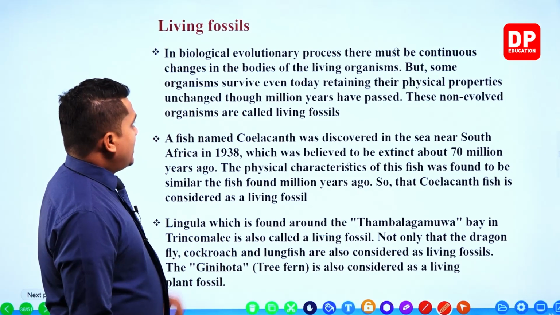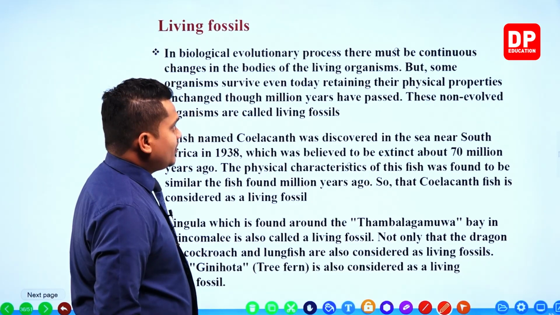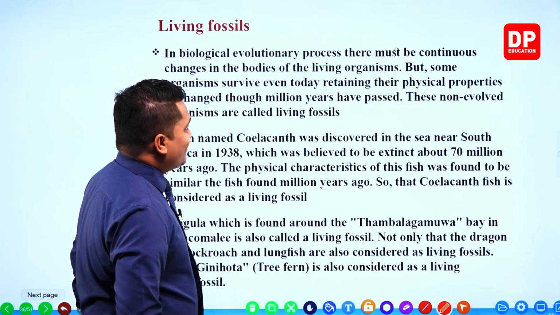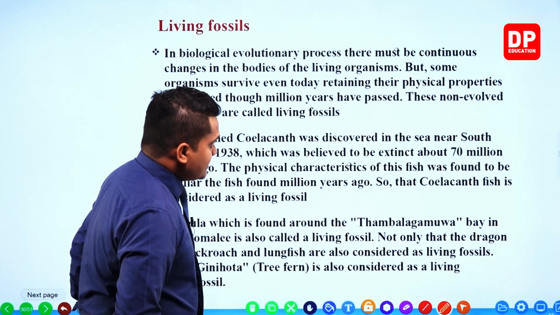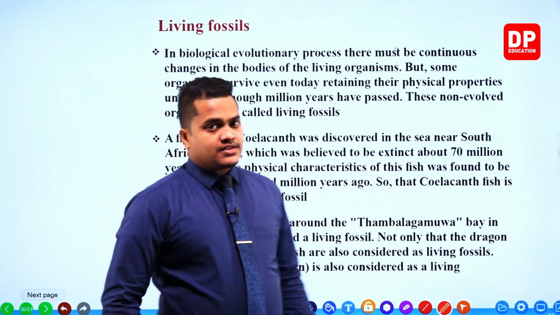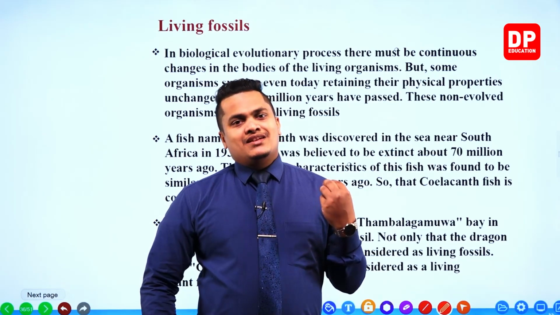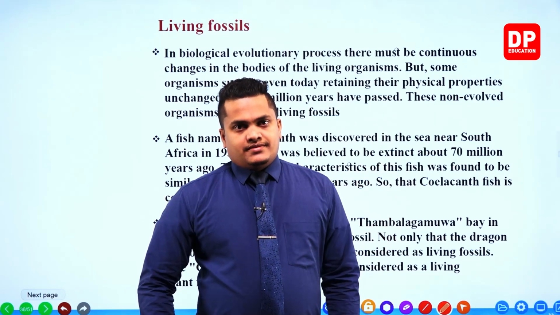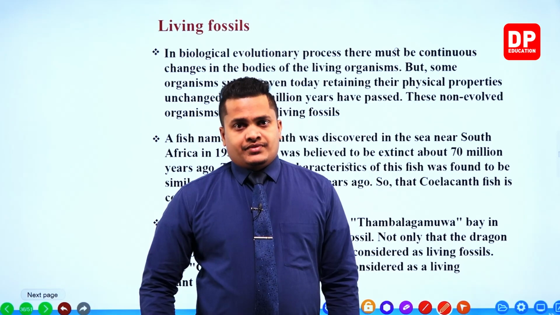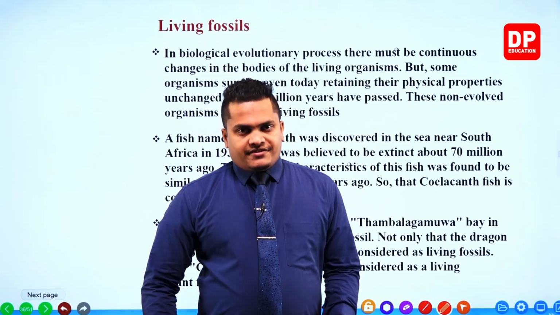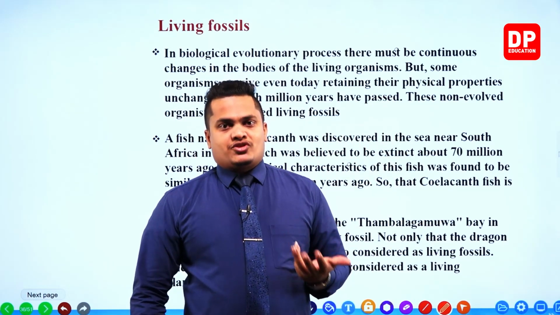In the biological evolutionary process, there must be continuous changes in the bodies of living organisms. But some organisms survive even today, retaining their physical properties unchanged, though millions of years have passed. These non-evolved organisms are called living fossils. So a living fossil is a non-evolved organism. These organisms have similar bodies, similar structures, from millions of years ago. In simple terms, organisms which do not show an evolutionary process, which haven't evolved, are referred to as living fossils, my dear children.